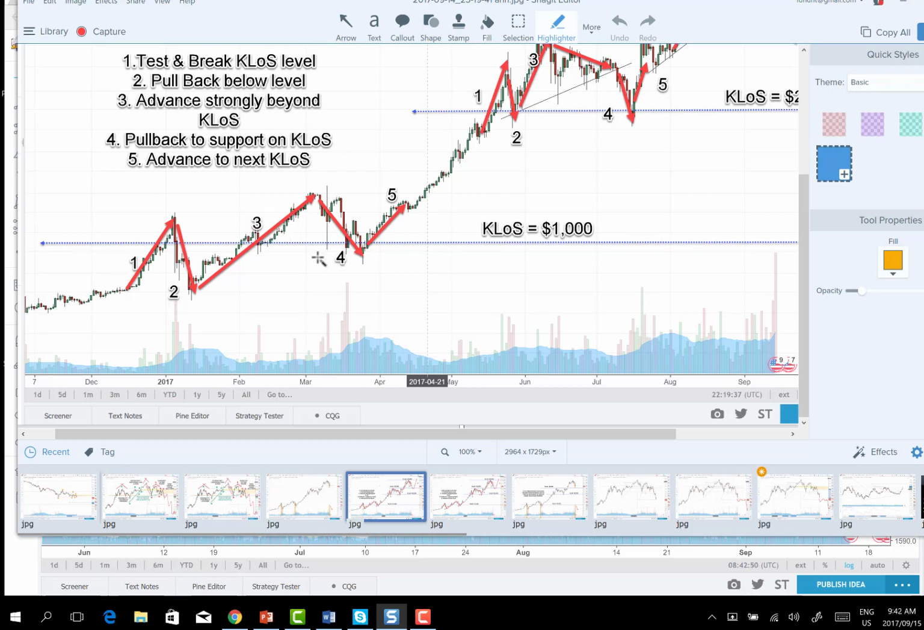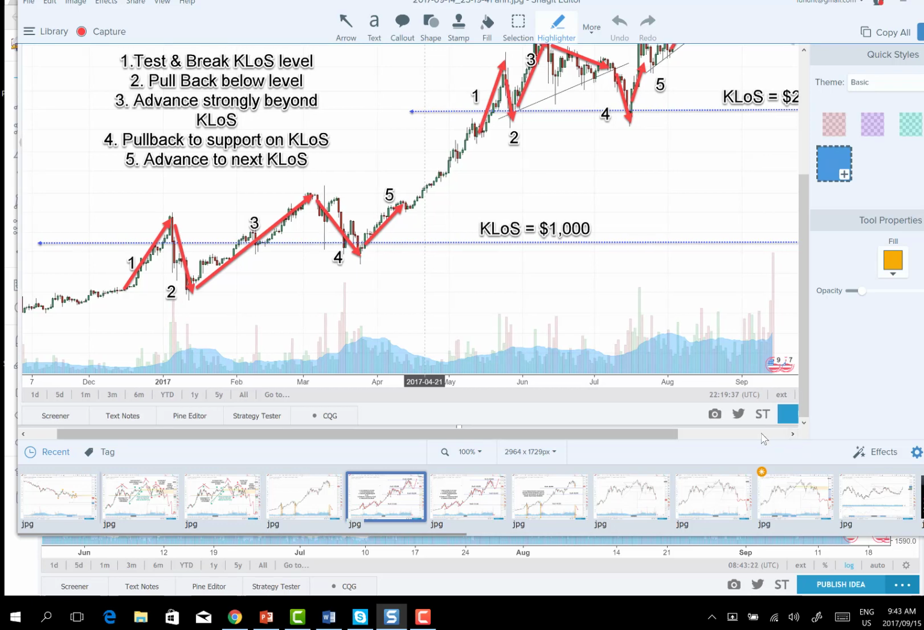So it's like a 1, 2, 3, 4, 5. This is not to be confused with Elliott wave theory, which often talks about 5 wave legs. This is just specific observation. 1, 2, 3, 4, 5. So break, pull back, break well through, come back to support, move to next key level of significance. Test the break of the key level, pull back below it, then advance strongly beyond it, pull back to support on it, then advance. So this is what happened on the key level of significance 2.